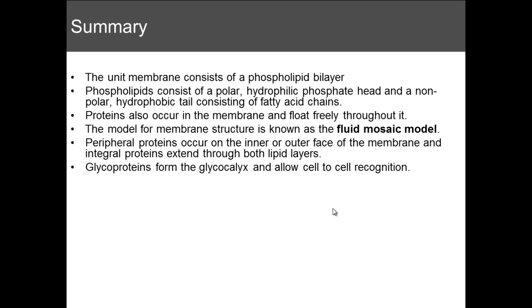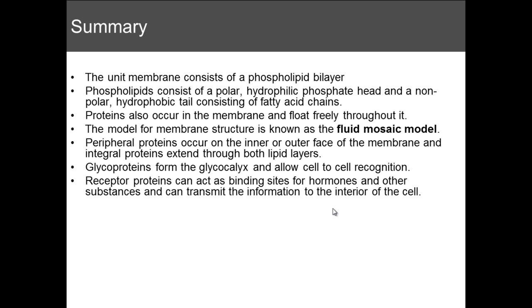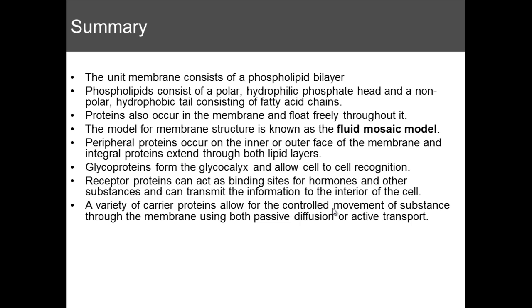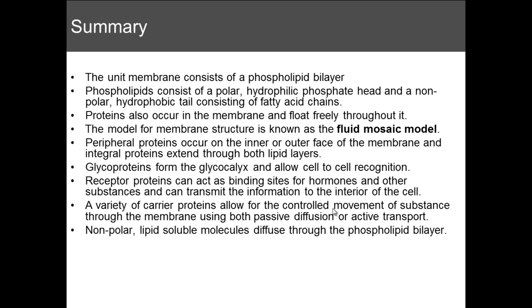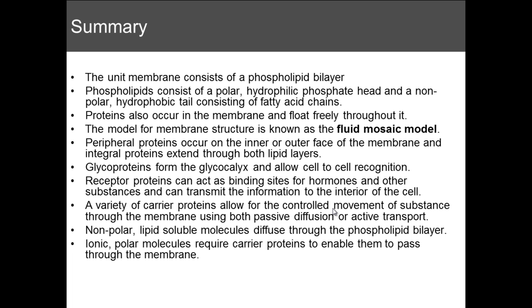Glycoproteins form the glycocalyx, and these allow cell recognition. Receptor proteins can act as binding sites for hormones and other substances, and can transmit the information to the interior of a cell. The variety of carrier proteins allow for controlled movement of substances through the membrane using passive diffusion or active transport, which is what we're going to look at next video. Non-polar lipid-soluble molecules can diffuse through the phospholipid bilayer. Ionic polar molecules require a carrier protein to enable them to pass through the membrane.